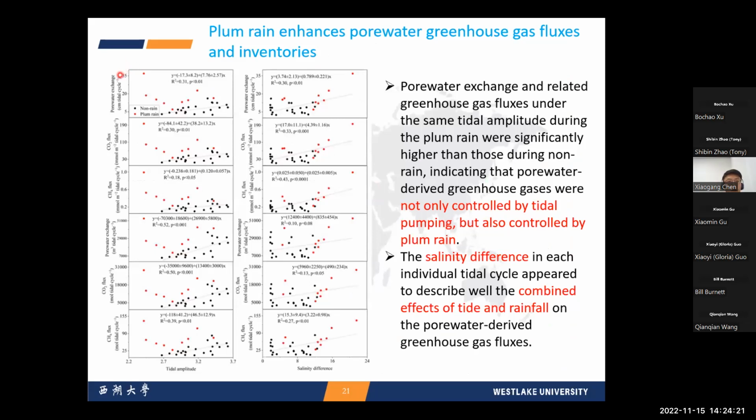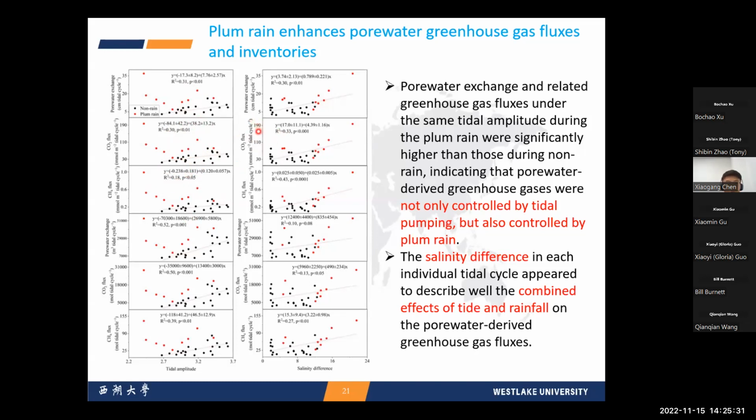So we also used the radon mass balance to quantify the Porewater exchange rate and related CO2 and CH4 fluxes. This is the Porewater driven greenhouse gas fluxes per unit area, and this is the total fluxes. Here the black dots represent the flux values during the pre-rainy season, and the red dots represent the flux values during the rainy season. So we can see the Porewater exchange rate and the related greenhouse gas fluxes under the same tidal amplitude during the rainy season were significantly higher than those during the no-rain season. So that means that the Porewater driven greenhouse gases were not only controlled by the tidal pumping, but also controlled by the rainfall events.